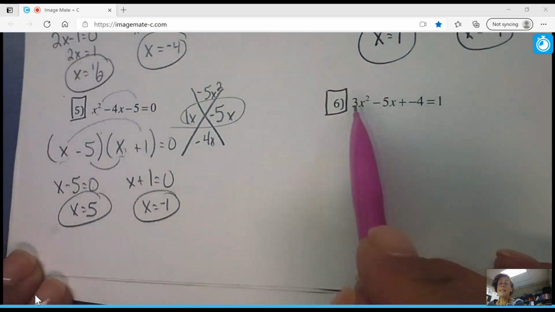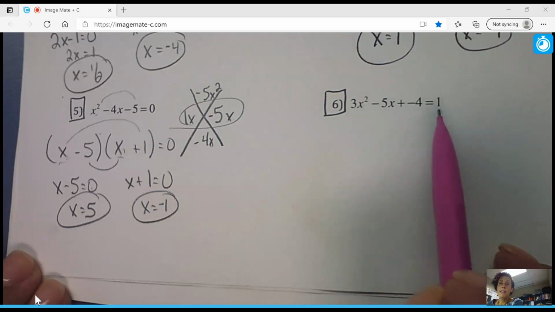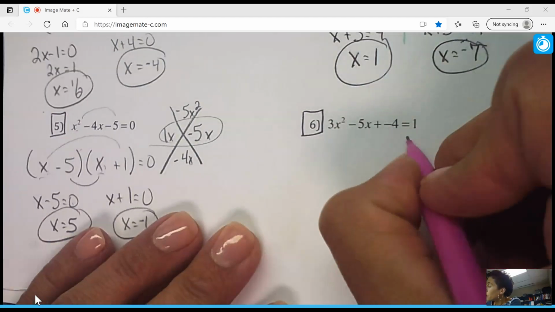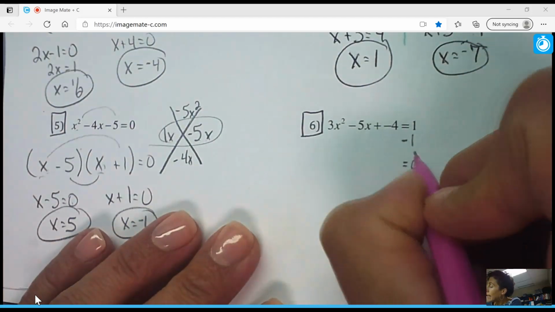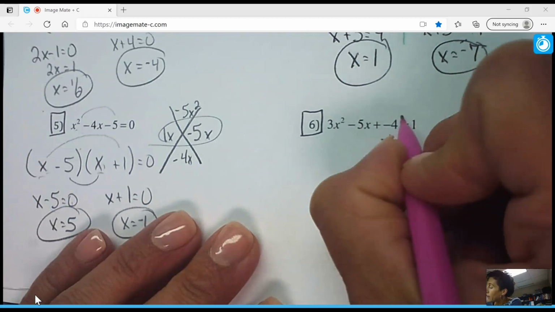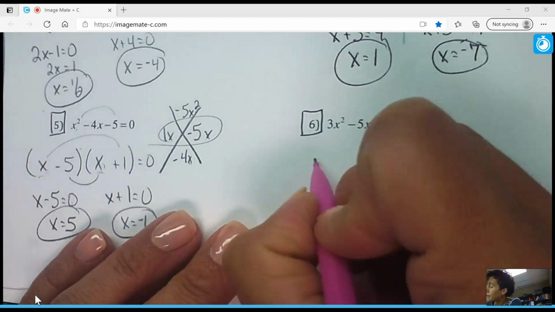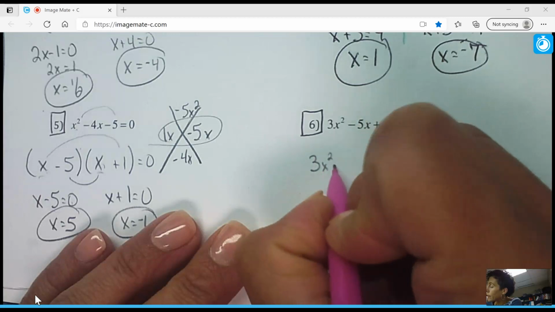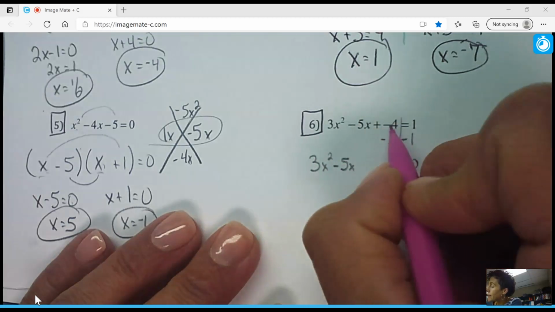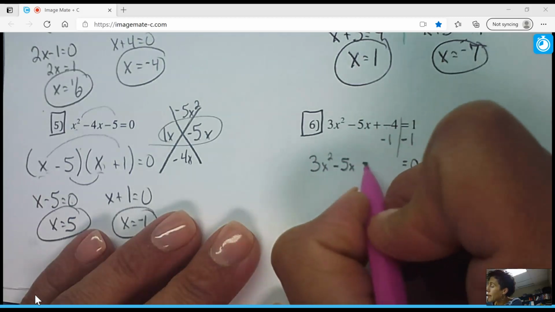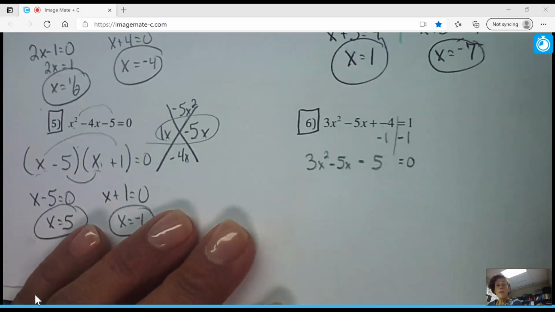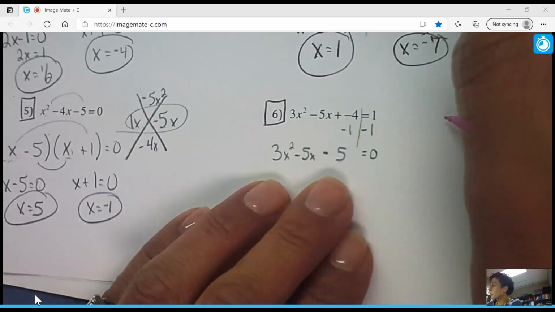The next one is almost in standard form. It's just not equaling 1. So I'm going to move the 1 over by subtracting, and this time I can combine it with that negative 4. So when I write standard form, I'll have 3x squared minus 5x, and then negative 4 take away 1 is another negative 5.